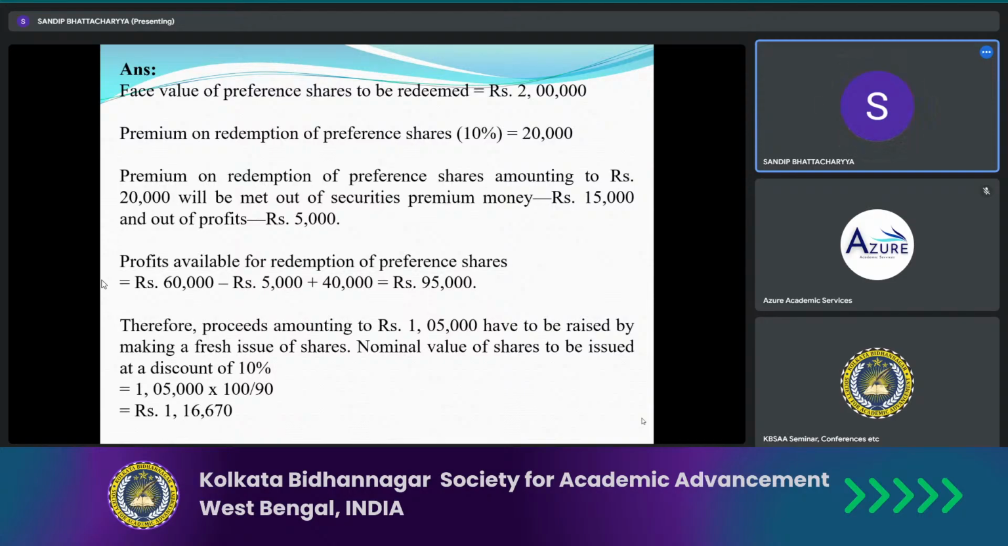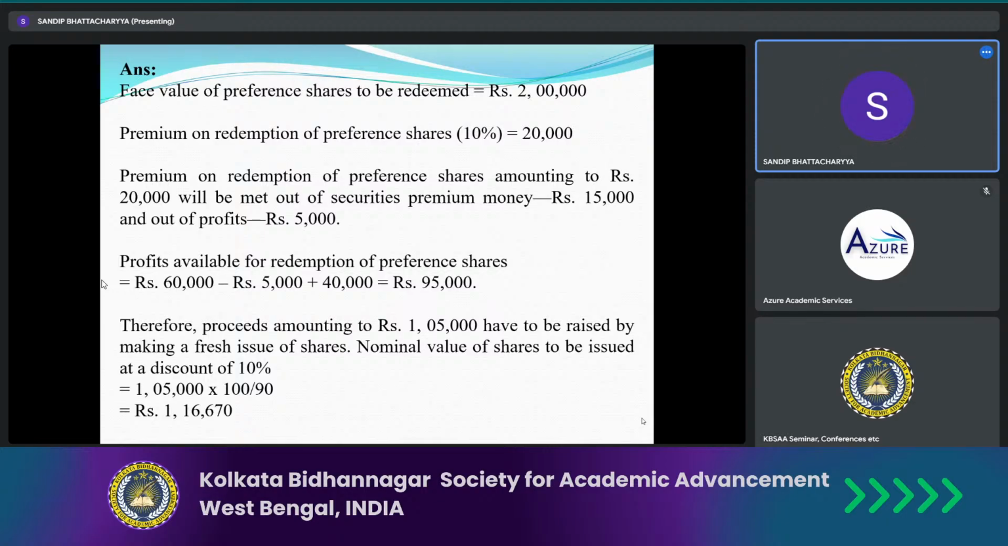Now, how much fresh issue of shares? My question is to determine the number of fresh issue of shares, or the proceeds of the fresh issue. So what is the face value? Face value of preference shares redeemed is rupees 2 lakh. So 2 lakh minus total divisible profit available for redemption, that is 95,000. So 2 lakh minus 95,000 will be 1,05,000.